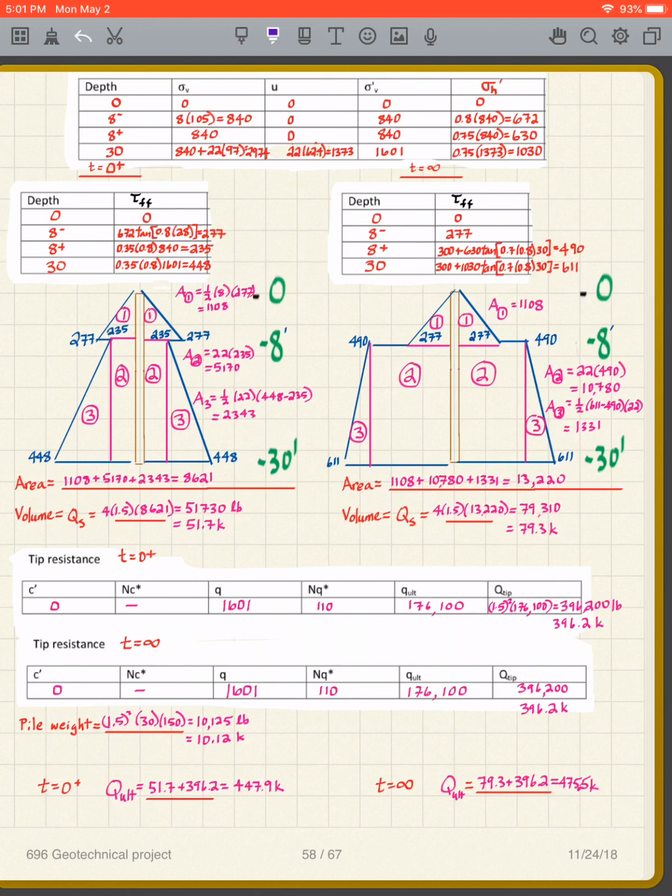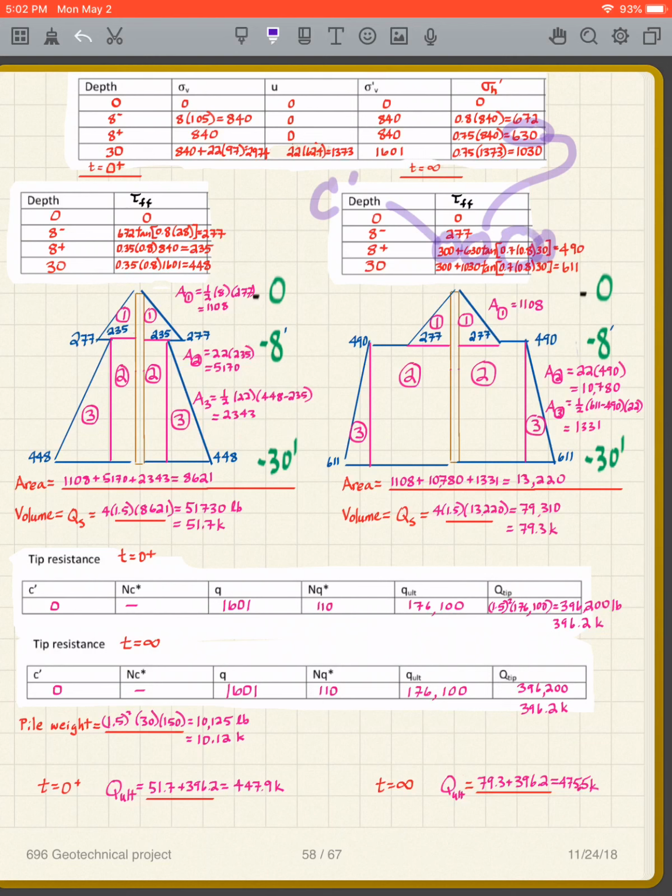So, C prime plus sigma prime tangent phi prime, that's the base equation that we're using for the drained strength. But then, of course, because the pile is driven in, we have some factors that we have to take into account. Well, the C prime is 300, and the phi prime in the clay is 30 degrees. So the sigma prime is sigma h prime. So I take the sigma h prime there.